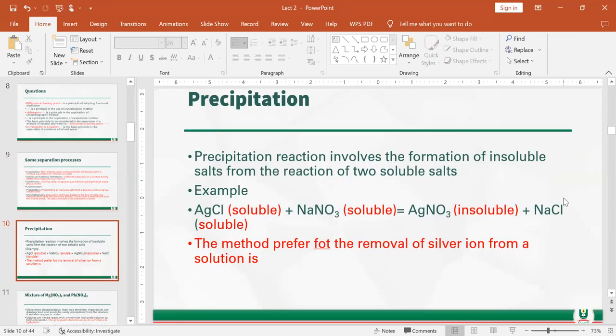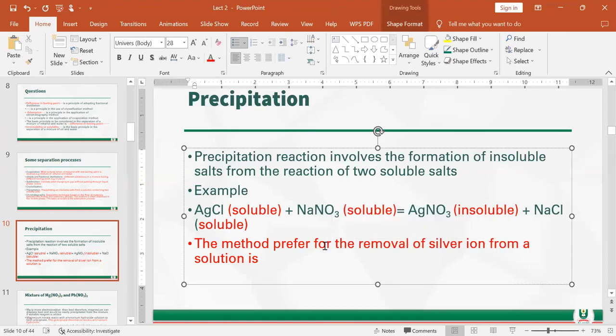Okay, precipitation. I've said that when you have two solutes in a given solvent, you can precipitate one of them. A precipitation reaction is a reaction of two soluble substances. An example is silver chloride. Silver nitrate is soluble in water, and you can have sodium chloride, which is soluble. The silver chloride is now insoluble and comes out of the solution, while sodium nitrate remains soluble in the solution. The important thing is that you have removed your silver ion from the solution, and the method preferred for the removal is simply precipitation.